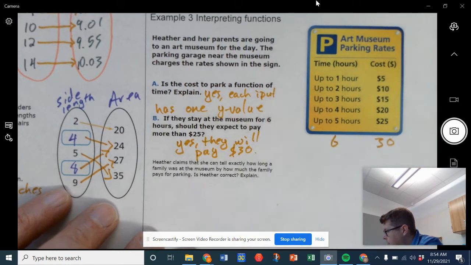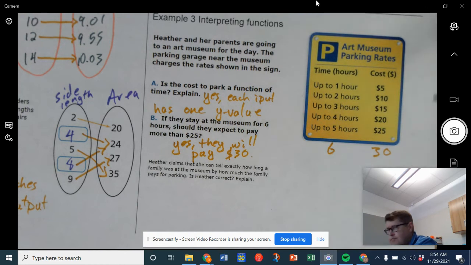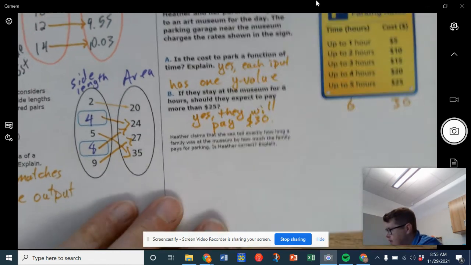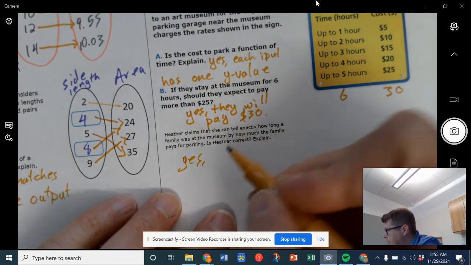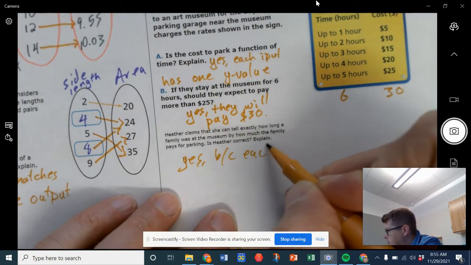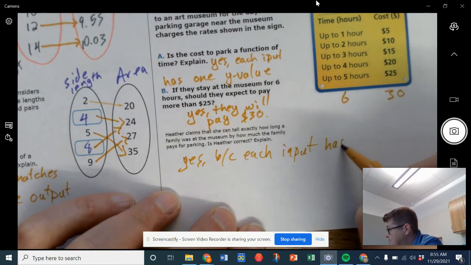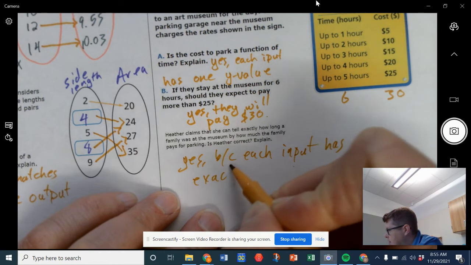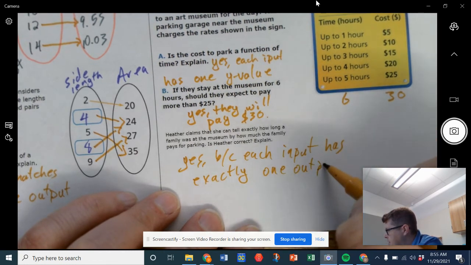All right, now, Heather claims that she can tell exactly how long a family was at the museum by how much the family pays for parking. Yes, she can, right? Yes, because each input has one output, right? That's the idea here.